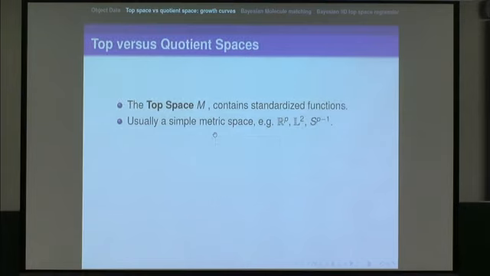Okay, so going back to this notation then, top space. The top space in what I'm going to talk about today in my examples is a standard type of space. So this would contain, in our case, the functions themselves. It's usually a simple metric space, such as the Euclidean space, L2 space, square integrable functions, or a sphere, for example, something simple. In this case, I'll tell you what it is in a minute.